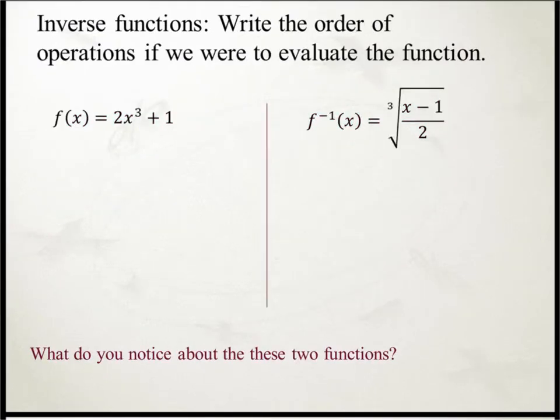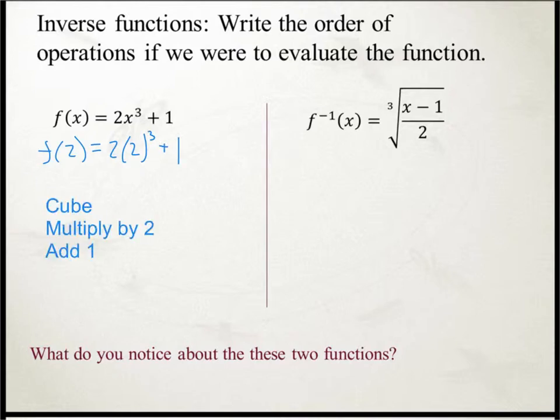I would suggest you pause the video and follow the same procedure. So if we were plugging in a number for x, let's say we were plugging in 2. What is the order that we would do things? Well, first we would cube the 2, and then we would multiply by 2, and then we would add 1, and that would give us, let's see, 2 cubed is 8, times 2 is 16, plus 1 is 17.